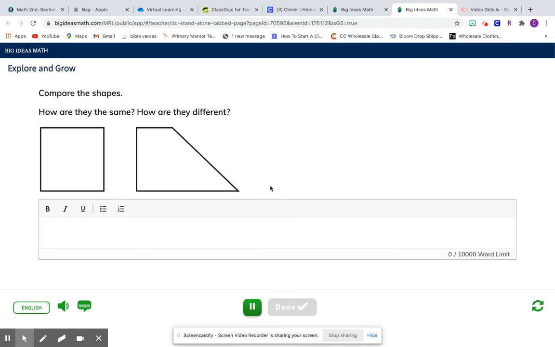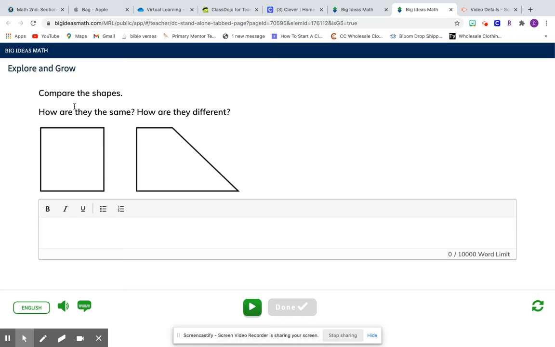Hey guys, we are going to look at lesson 15.3 for today. We're going to look at the explore and grow first. Compare the shapes. How are they the same? How are they different? Okay, so we're going to look at the way that these two shapes are the same first.